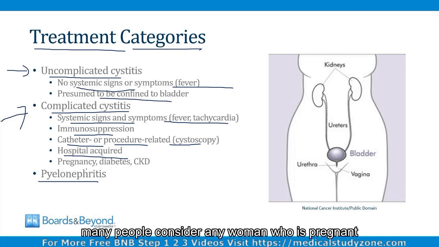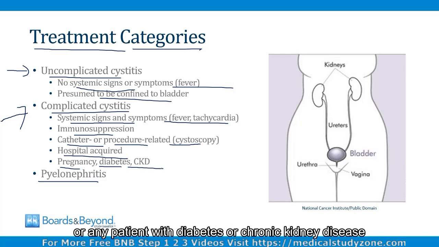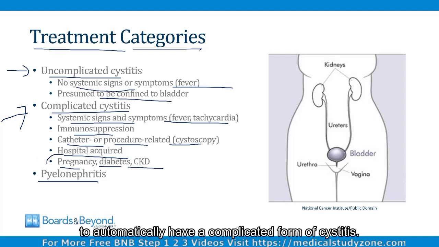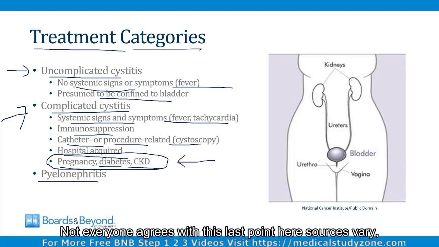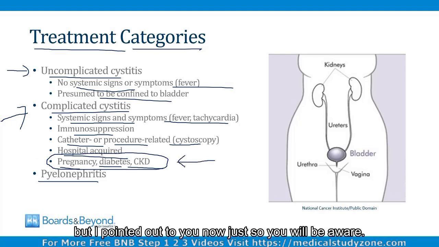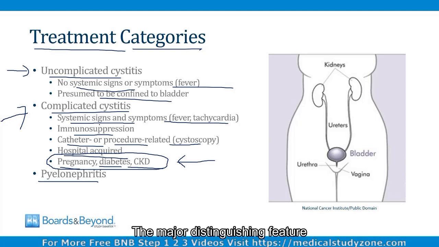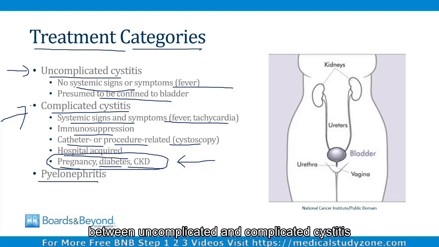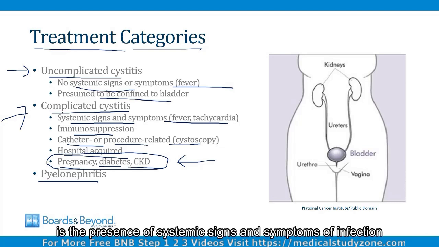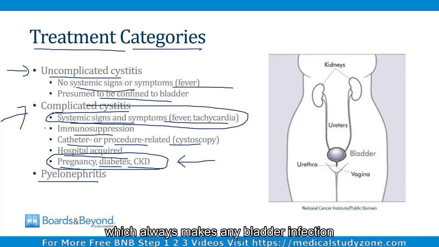And then lastly, many people consider any woman who is pregnant or any patient with diabetes or chronic kidney disease to automatically have a complicated form of cystitis. Not everyone agrees with this last point here, sources vary, but I point it out to you now just so you will be aware. The major distinguishing feature between uncomplicated and complicated cystitis is the presence of systemic signs and symptoms of infection, which always makes any bladder infection a complicated case.